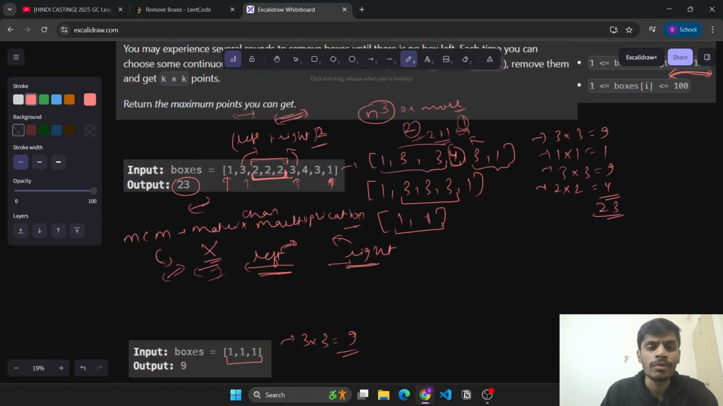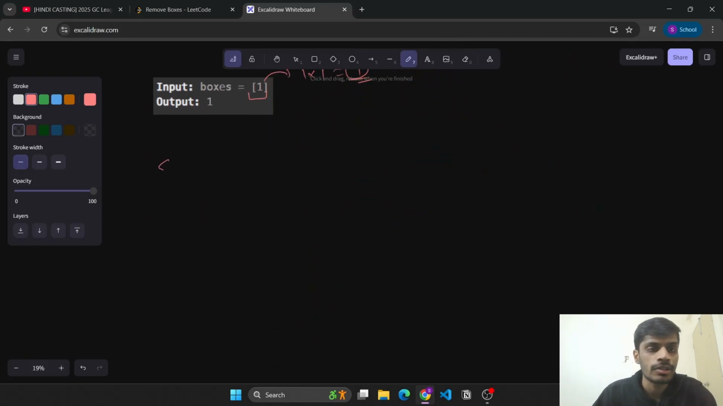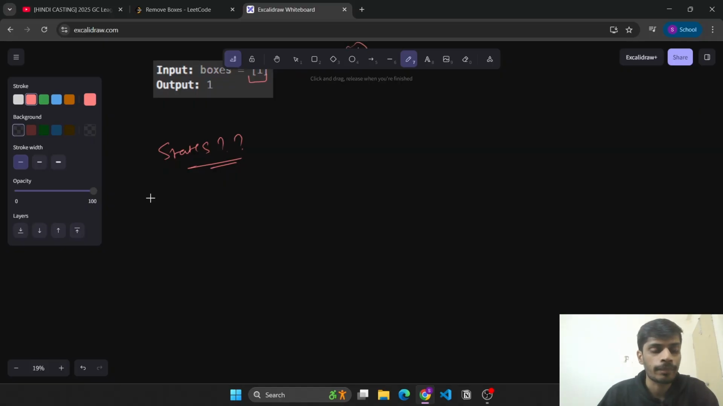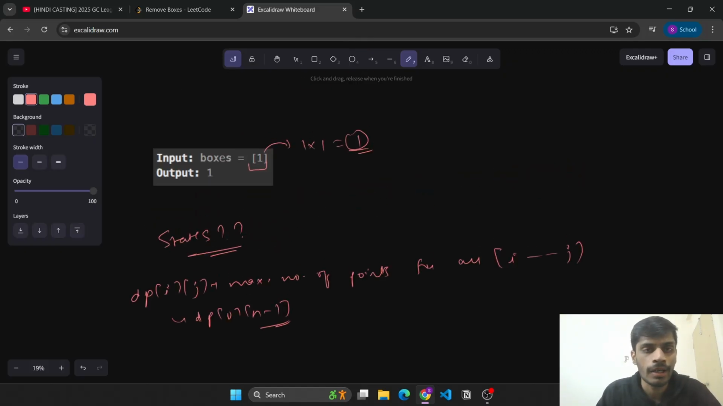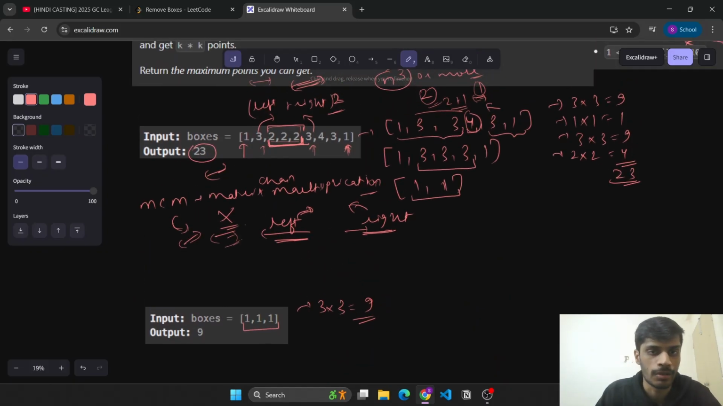Now the main question is how do we define the states? How to define the states? For example, let's define the states as dp of i j, the simplest state that we can think of, which denotes the maximum number of points that we can get for the array from i till j. So we just need to find dp of 0 till n minus 1. Let's define the simplest dp and try to see whether we can solve it using this dp or not.